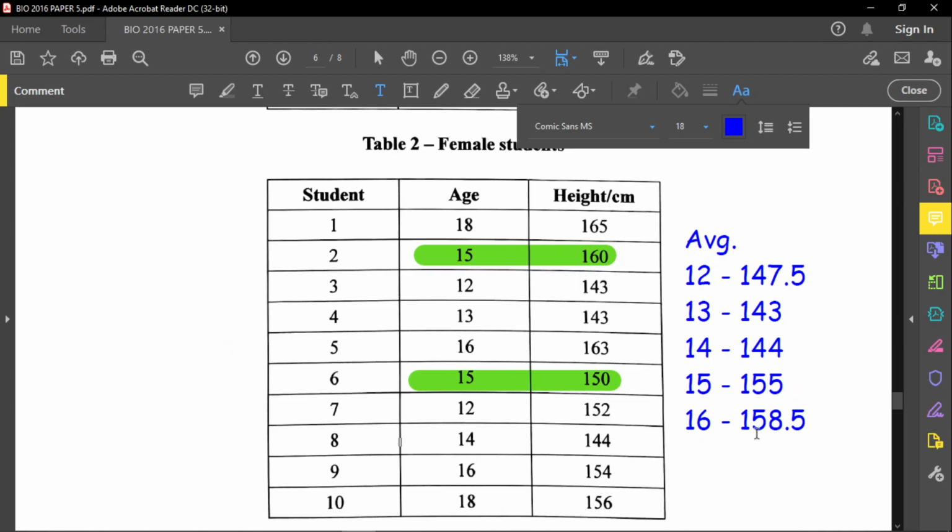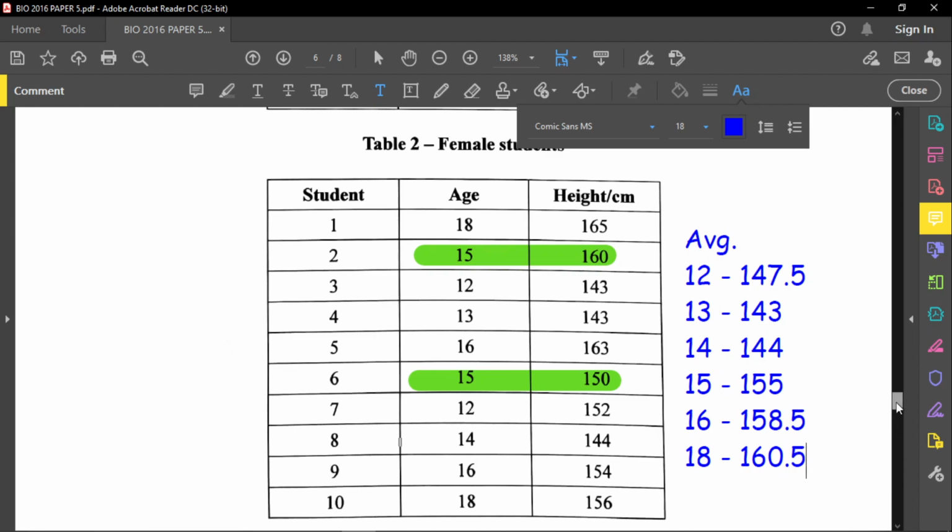All right, great. The next age we have here, we do not have any 17-year-olds, so we cannot account for that. So go to 18-year-olds. Our 18-year-olds right here are 165 and 156. That will give us an average here of 160.5. All right, so that will be an average for each age for male and female.